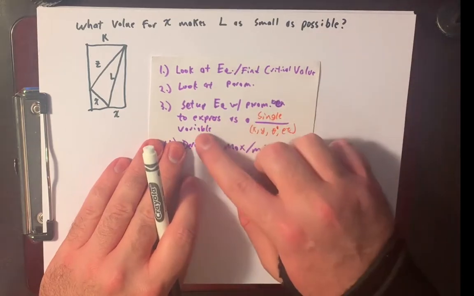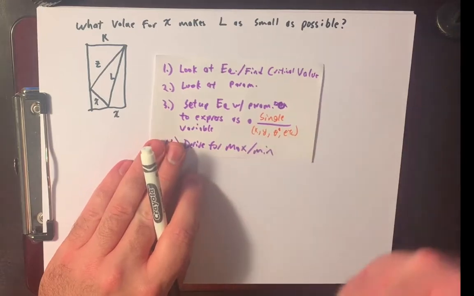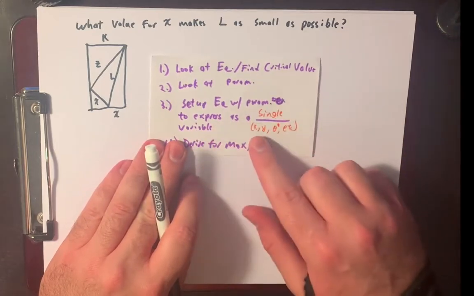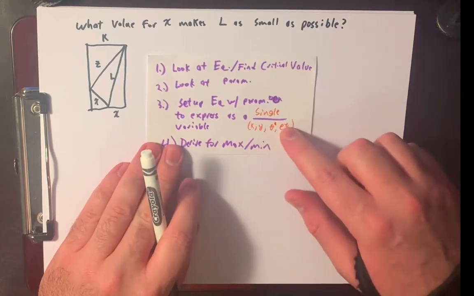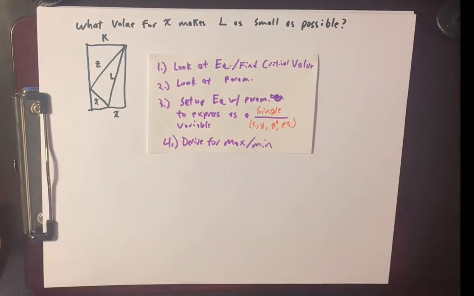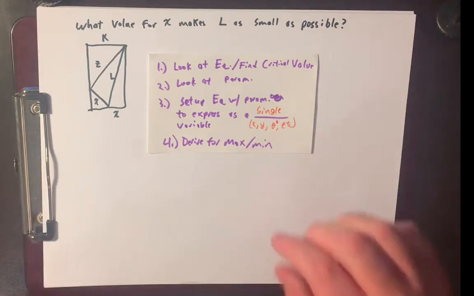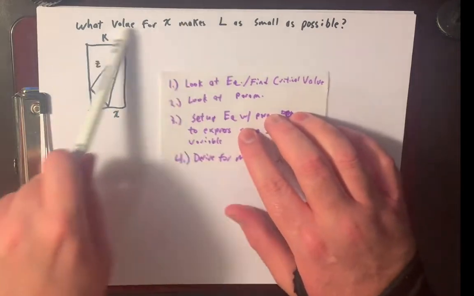Step 3 is pretty straightforward. You want to set up your equation or your parameter, and you want to express that as a single variable, x, y, theta, whatever. And then the last step is really just the same way that you do any type of problems of optimization, which is derive for the maximum and then for the minimum. Okay, so let's just go ahead and go through this.